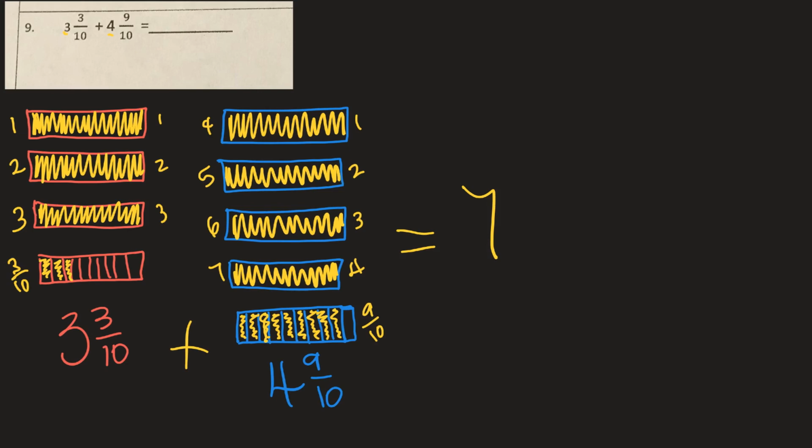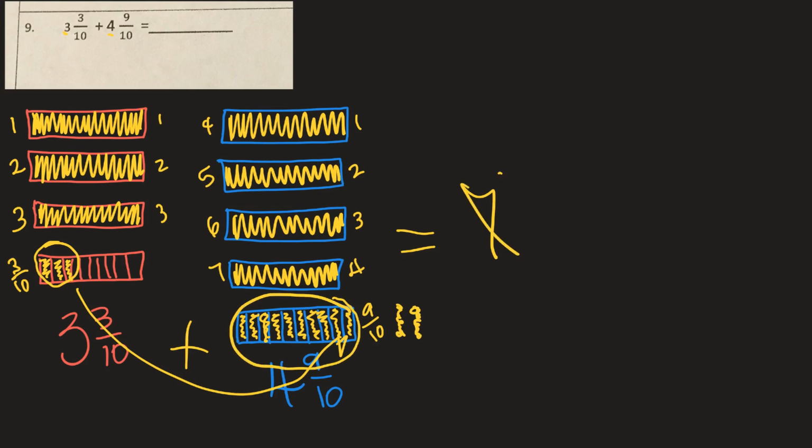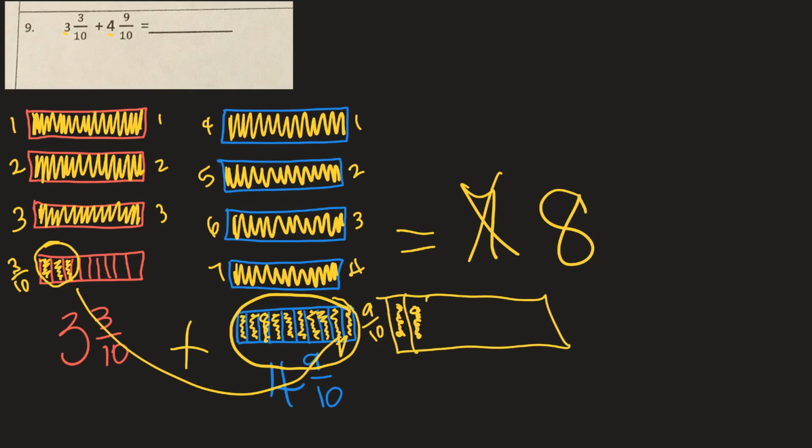And then if I were to take these 3/10 and move them over here, that would be 1, 2, 3. So I actually have one more whole, so I can make this 8 whole. And then I can see if I drew that out that I have 2/10 in my last one. So 3 and 3/10 plus 4 and 9/10 is 8 and 2/10.